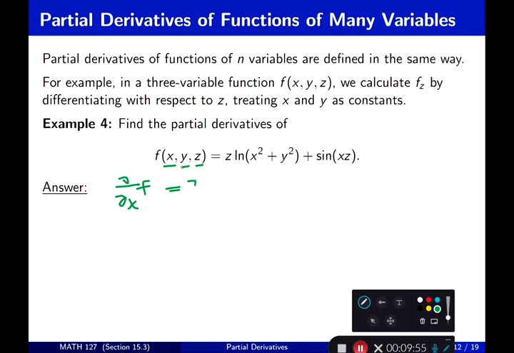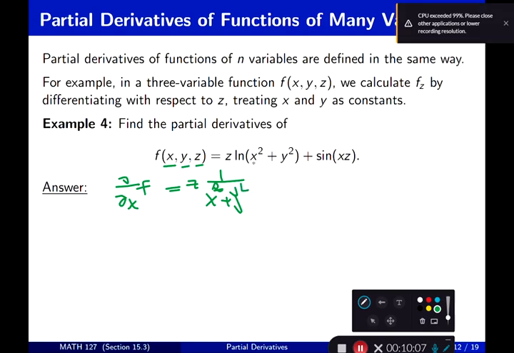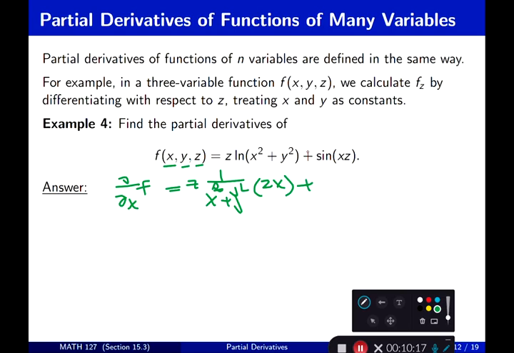So it would be z, derivative of natural log is 1 over x squared plus y squared, times the derivative of the inside with respect to x, which is just 2x, plus sine of xz, the derivative of that is cosine xz times the derivative of the inside, and x is the variable, z is the constant, so it would be z times.